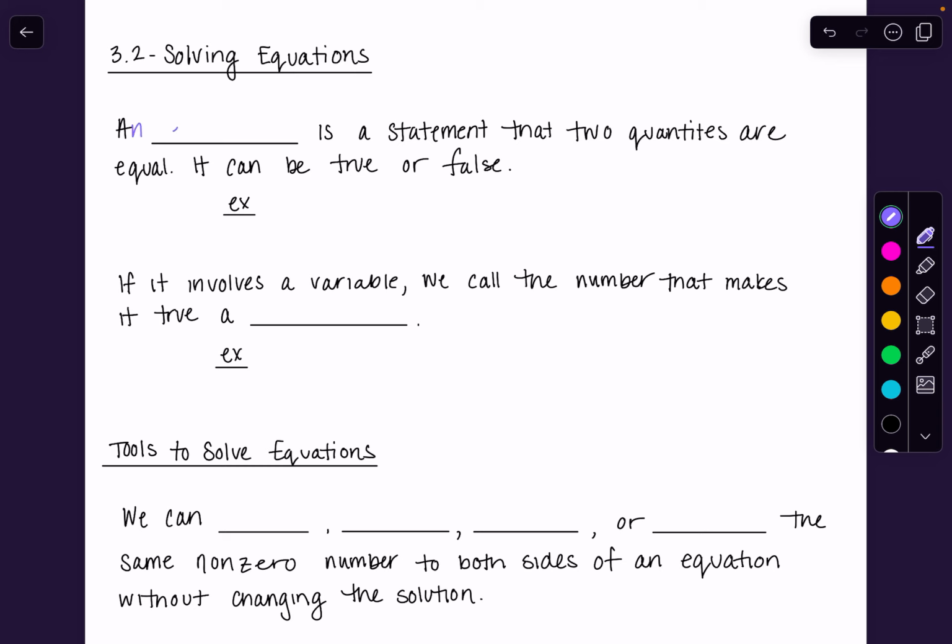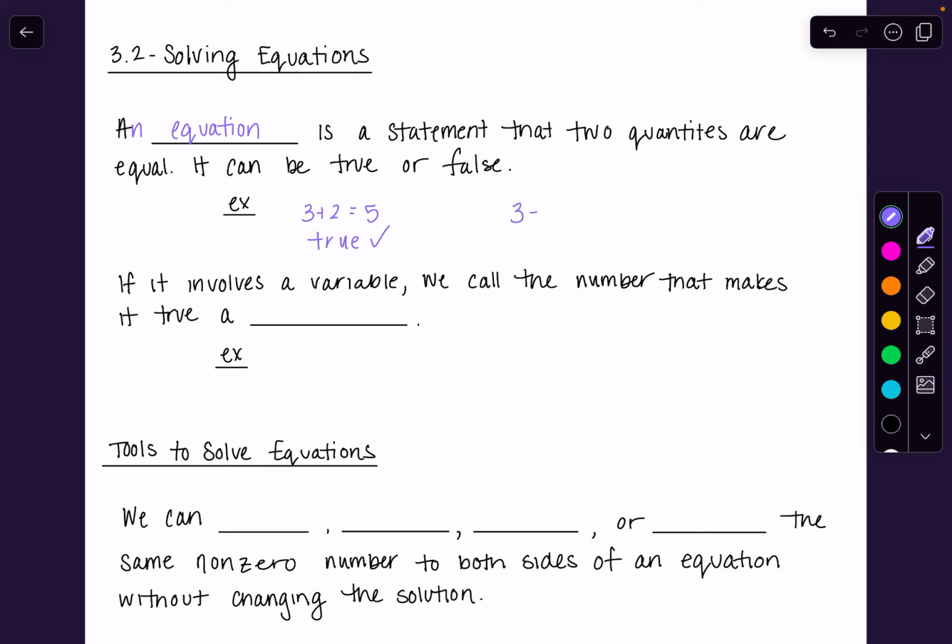So an equation is a statement that two quantities are equal. That equation can be true or it could be false. And to show you what I mean, I'm going to use ones that make sense without any variables. So if I say 3 plus 2 is equal to 5, we know this is a true statement. The left-hand side is equal to the right-hand side.